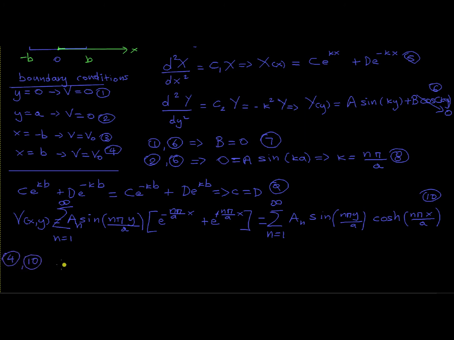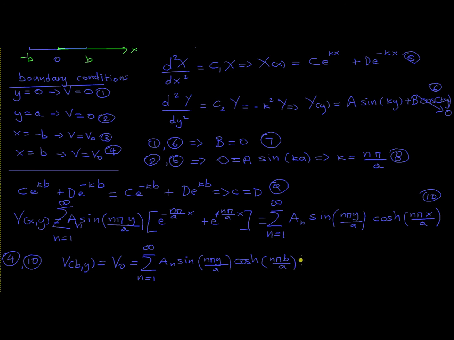on my general solution. So when x equals b, I have V of b comma y is equal to, this needs to be equal to V naught, and this is the sum A sub n sine of n pi y over a times the hyperbolic cosine of n pi b over a.